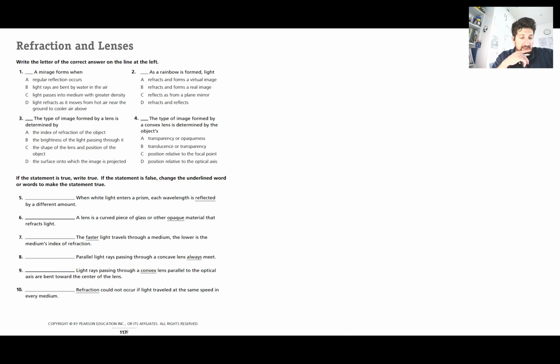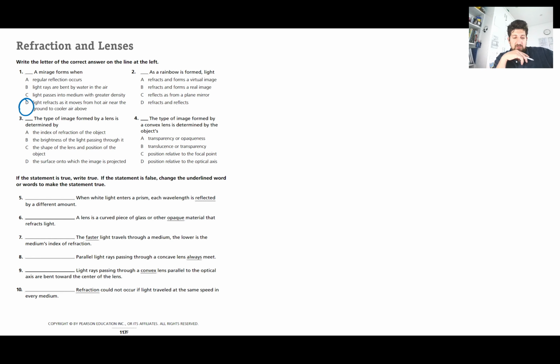Write the letters of the correct answers on the line at the left. A mirage forms when regular reflection occurs, light rays are bent by water in the air, light passes into mediums with greater density, no, not greater density, light refracts as it moves from hot air near the ground to cooler air above the ground. That makes sense. It sort of bends back out, so it's D.